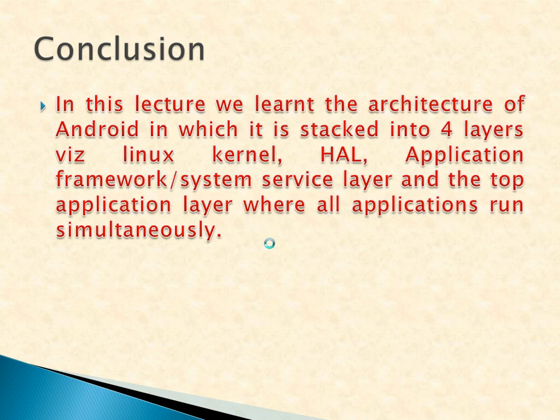Now let me conclude this lecture. In this lecture, we learned the architecture of Android, in which the Android OS is stacked into 4 layers. These 4 layers are named as the Linux kernel layer, the hardware abstraction layer, the application framework and system service layer, and the top application layer, where all the applications run simultaneously by taking services of these 4 layers into account.